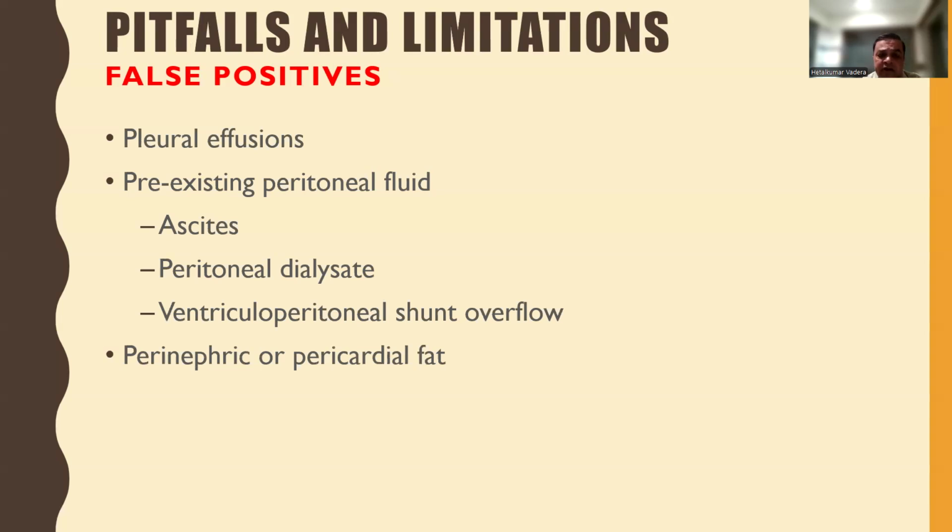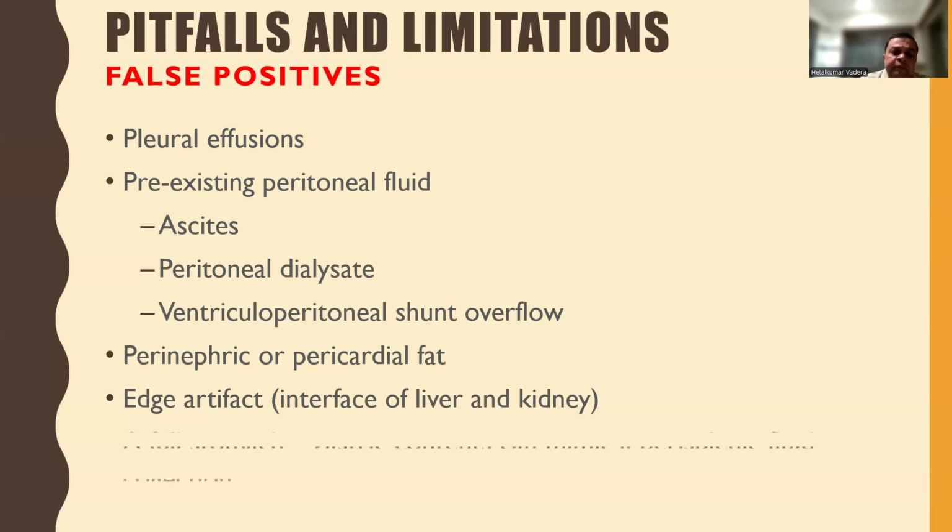Perinephric or pericardial fat looks like a collection inside between, but it will not increase, and the echogenicity is a little bit different than the blood. Edge artifact, as I said, is at the interface of the liver and the kidney. Sometimes it looks like a collection between these two, but when you move the probe, it will disappear.